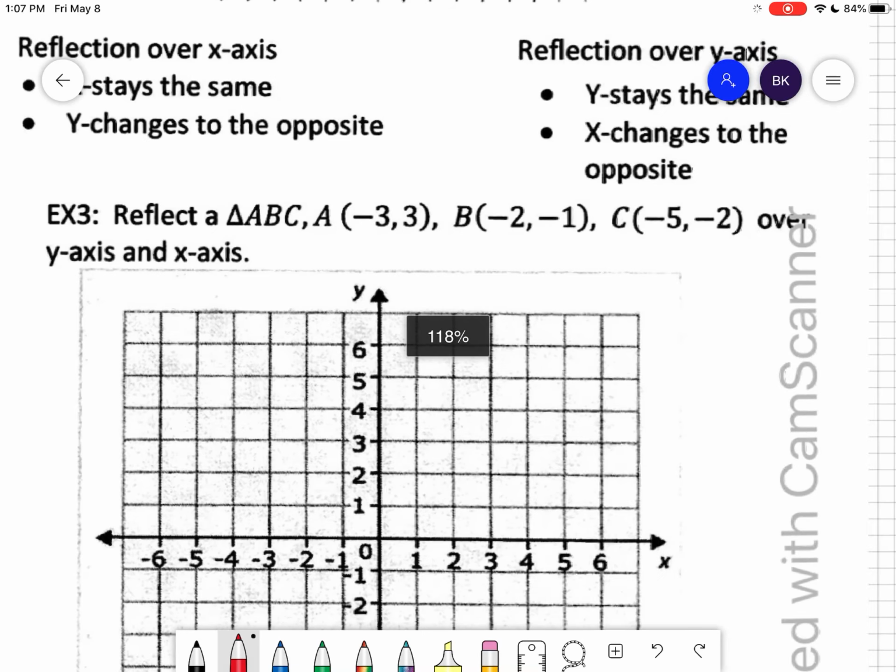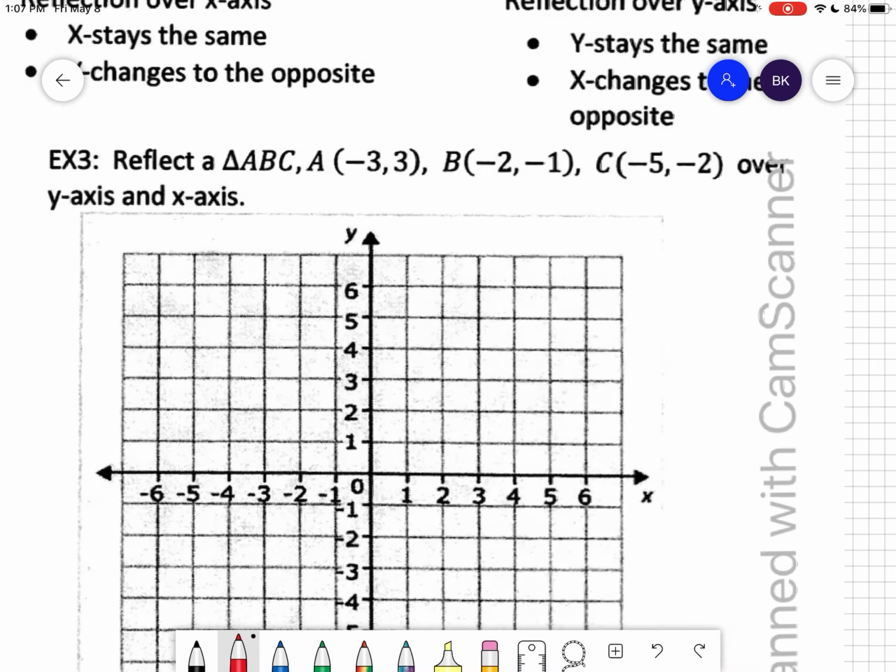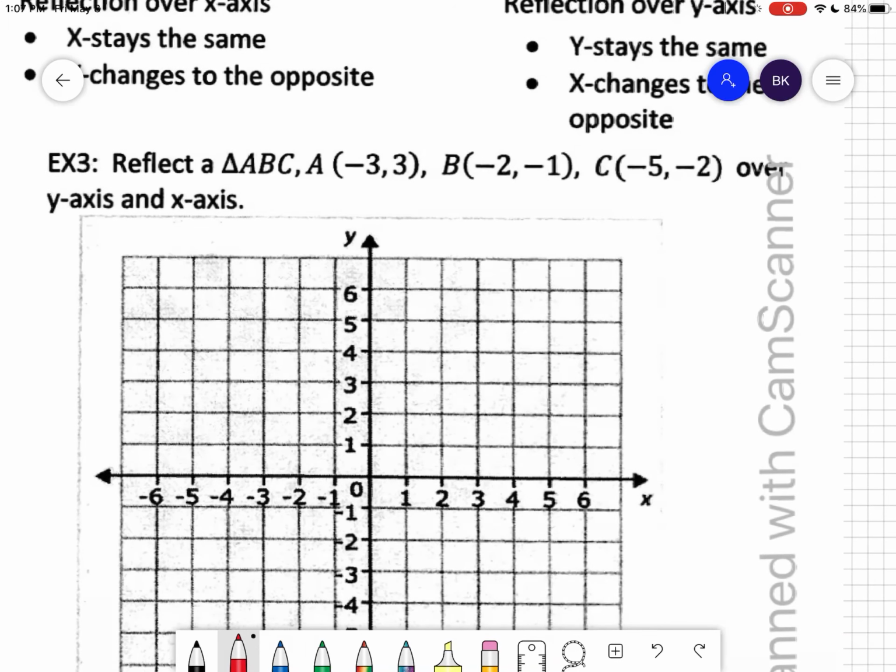Let's take a look at our example. I'm only going to give you one example. You're going to get plenty of examples on Khan Academy.